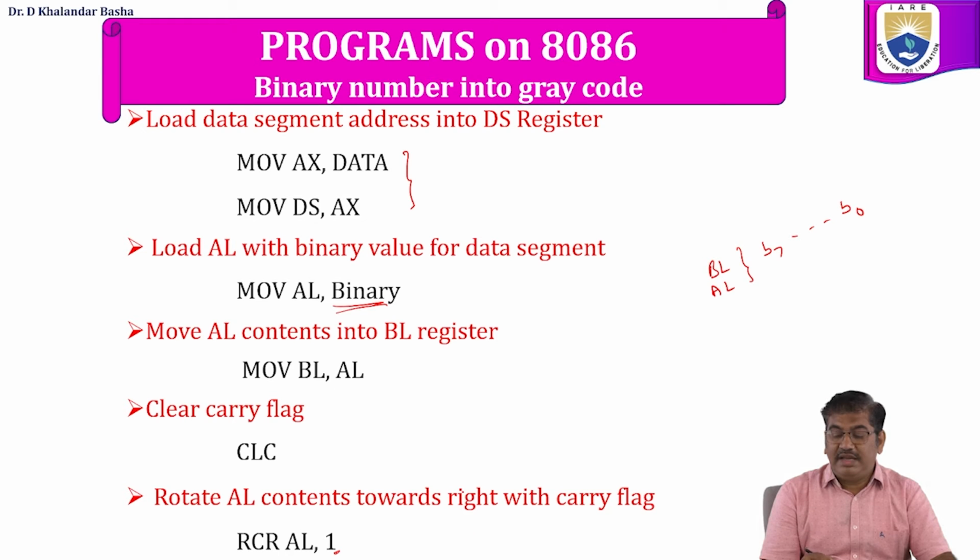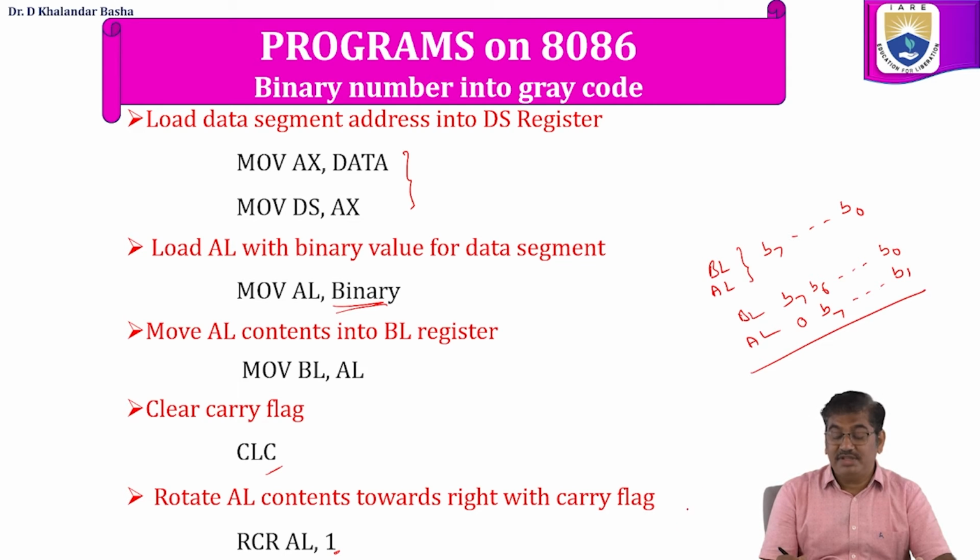Now the AL register contents will be shifted towards the right by 1 bit along with the carry flag. So BL will contain B7, B6 until B0. As we are shifting the contents of the AL register along with the carry flag, and initially the carry flag is 0, we get 0 first, then B7 until B1. So this is the AL register contents.